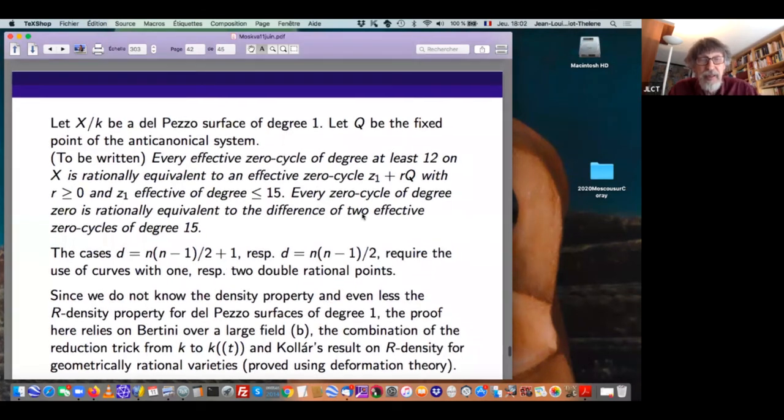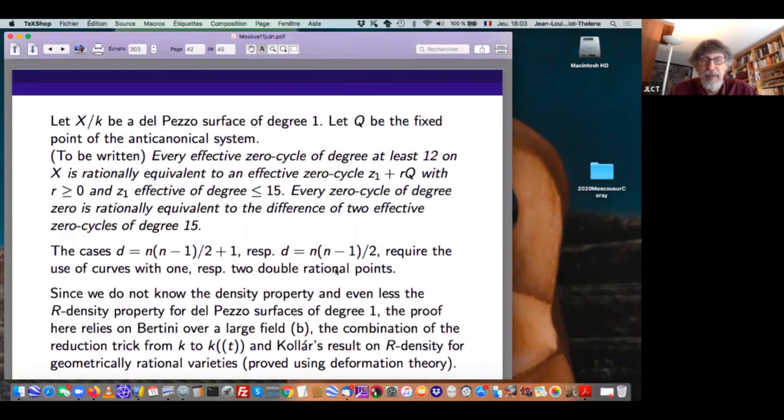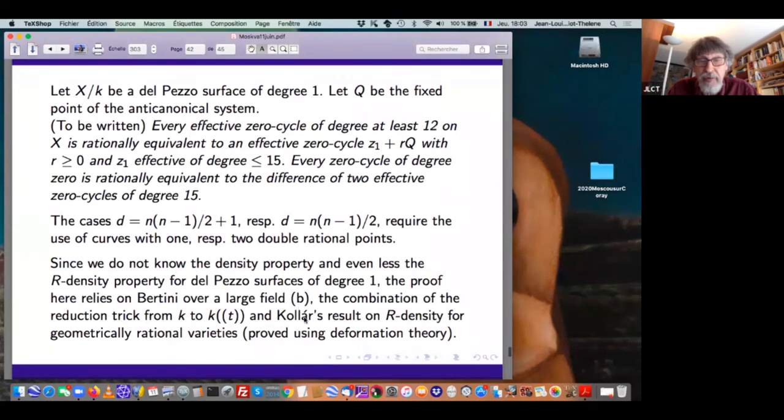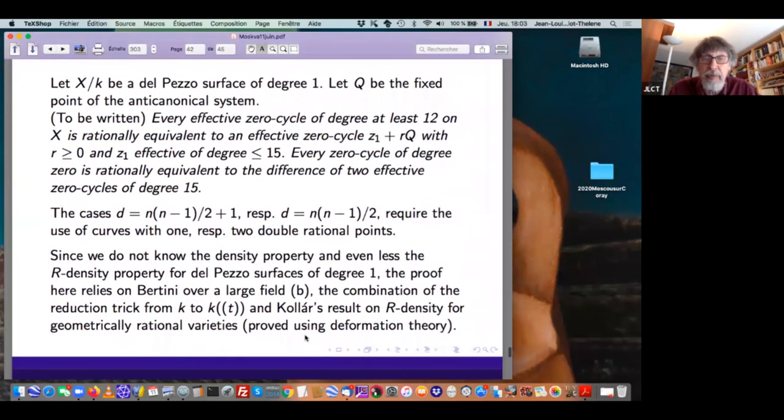Okay. And again, there are two special cases which you have to look at, where you have to use curves with double rational points. And again, because we don't know the density property at all, because we don't know, for a del Pezzo surface of degree 1 which has a rational point, whether the rational points are Zariski dense. And even less do we know the R-density property for such surfaces. The proof relies on these various results which I just mentioned for the del Pezzo surface of degree 2.